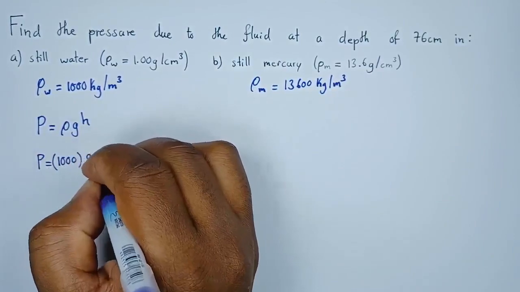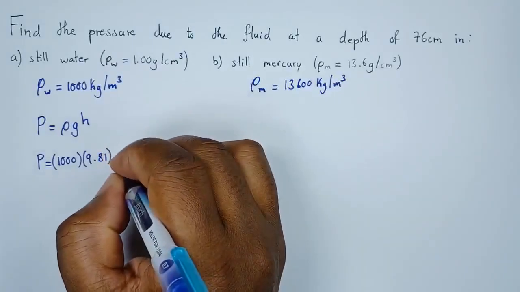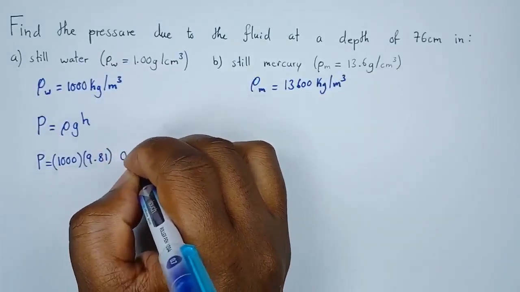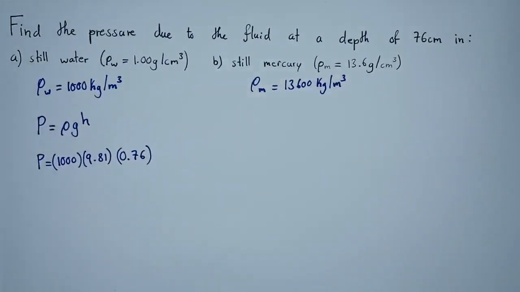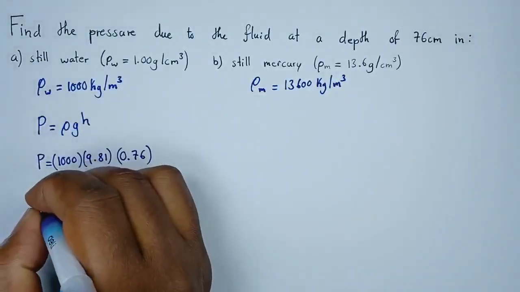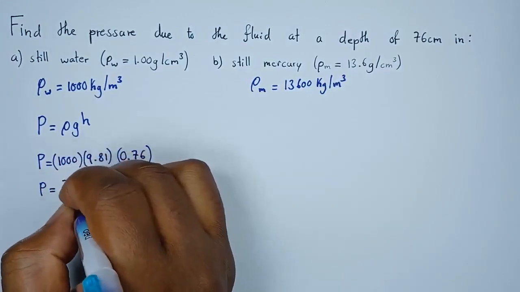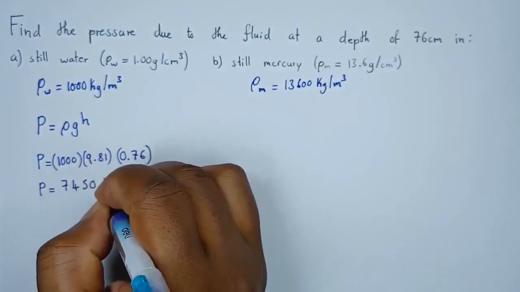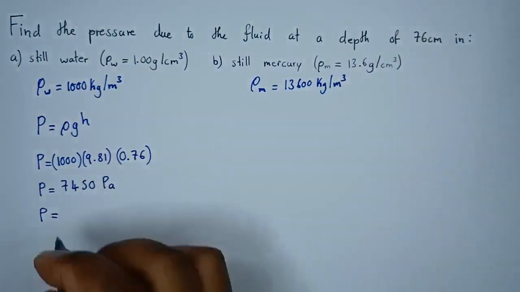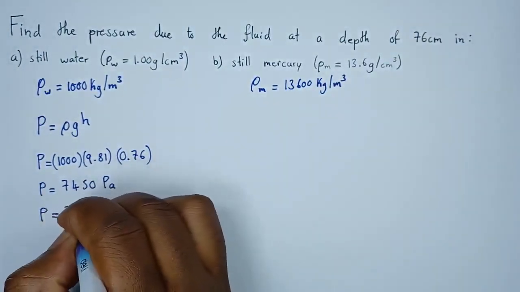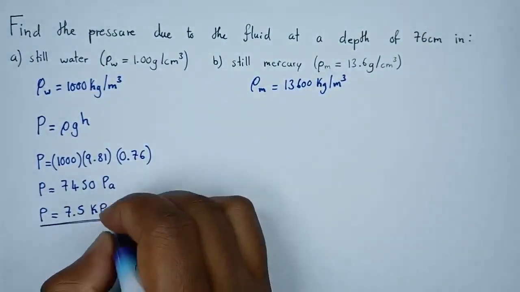Acceleration due to gravity, let's use 9.81. The height, we've been given in centimeters, so let's use the height in meters, which is 0.76 if we divide by 100. So computing everything, the pressure in this case will be equal to 7,450 pascals. We can write it in standard form, or as kilopascals, we have 7.5 kilopascals. So that's the pressure for the water.